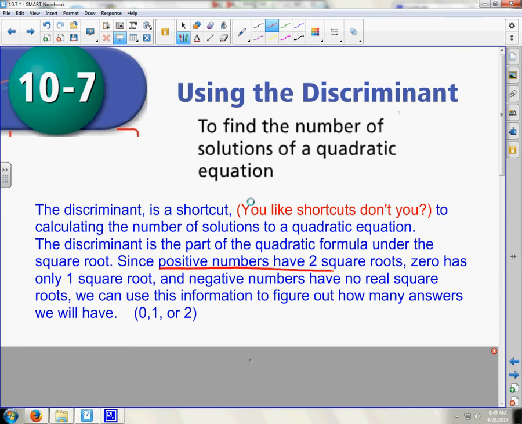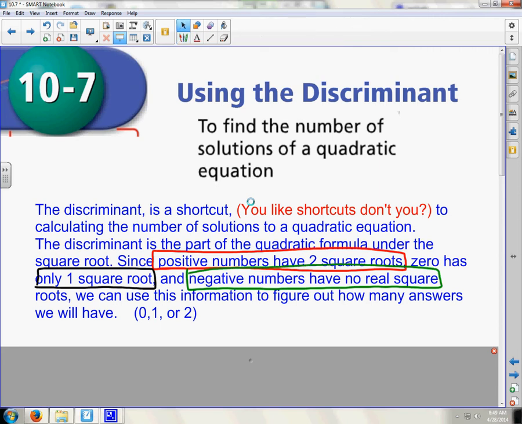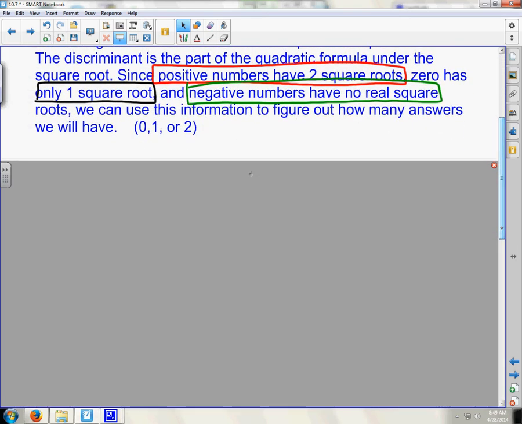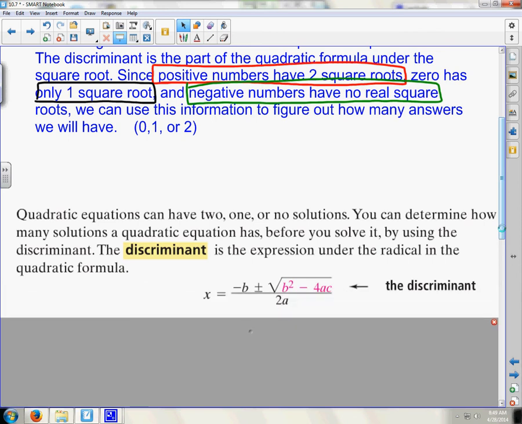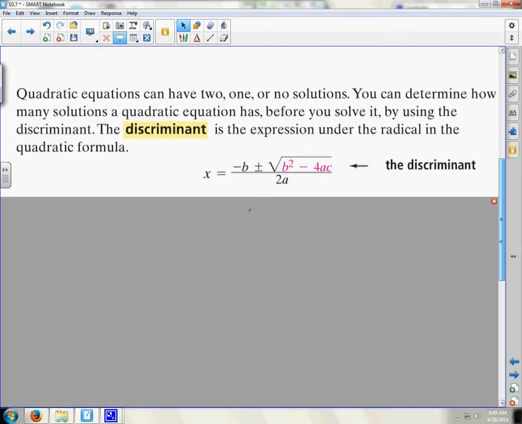Positive numbers have 2 square roots, so they will have 2 solutions. 0 has only 1 square root, so it will have 1 solution. And negative numbers have no real square root, so they will have no solutions. So you really want to make sure you know that and have that written down. Quadratic equations can only have 1, 2, or no solutions.